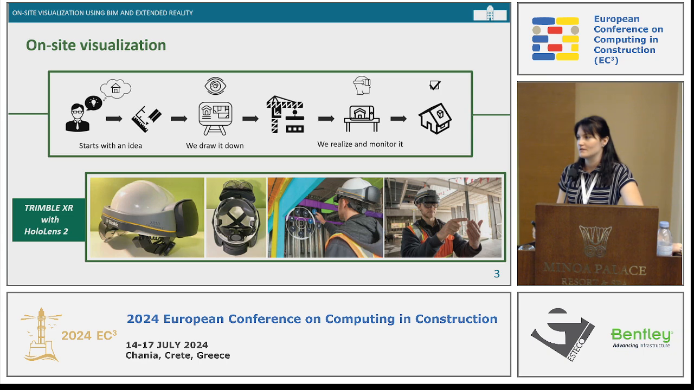For our article, we used, as I said, the Trimble XR10 with HoloLens advanced device. It consists of two parts. The first part is the Trimble XR10, the protective helmet, and the second part is the HoloLens 2 visor. It was made by Trimble and Microsoft, for better visualization at construction sites.